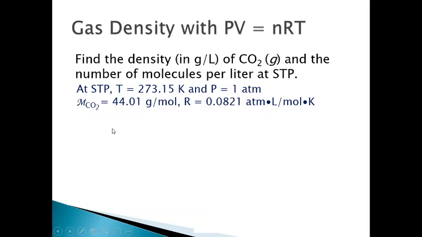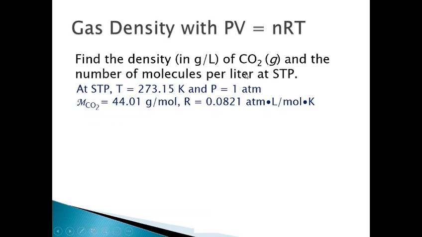For this one, pressure, we already know it is 1 atmosphere. Temperature, we already know is going to be our 273.15. R, we already know is 0.0821. And so out of PV equals nRT, we are assumingly missing volume and moles. But the great thing about the way this question was written is I'm asking for density in terms of grams per liter. I'm asking for the second half in number of molecules per liter.